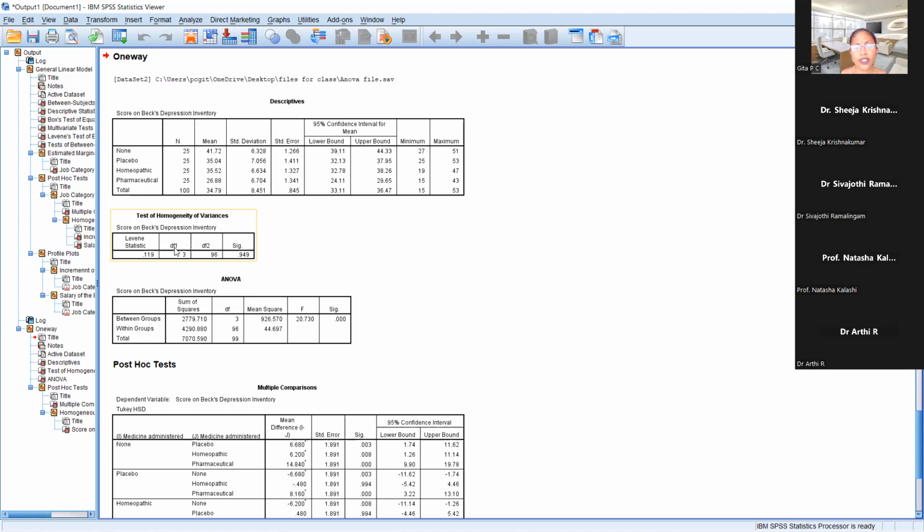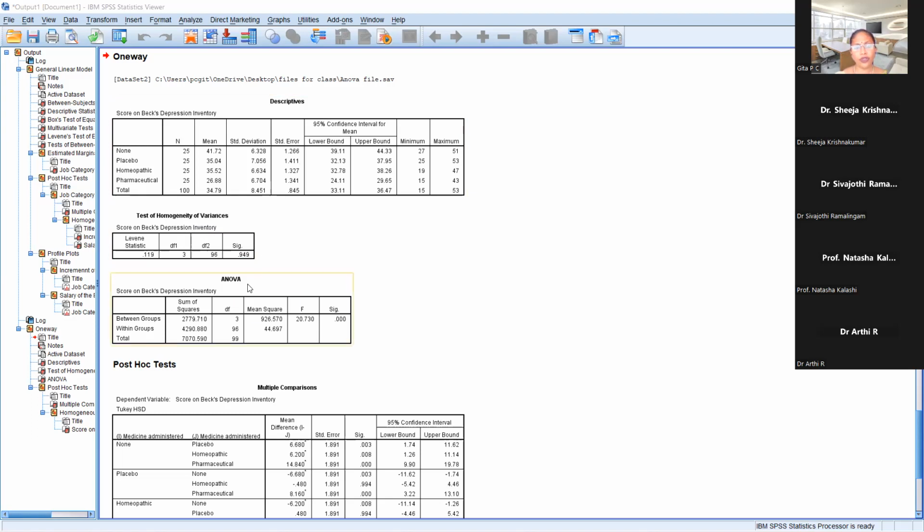So here in your test of homogeneity of variance, you find your significant value. So this is the significant value, 0.949. This 0.949 is greater than 0.05. Hence, it is concluded that there is homogeneity of variance in our data. So the assumption is supported.